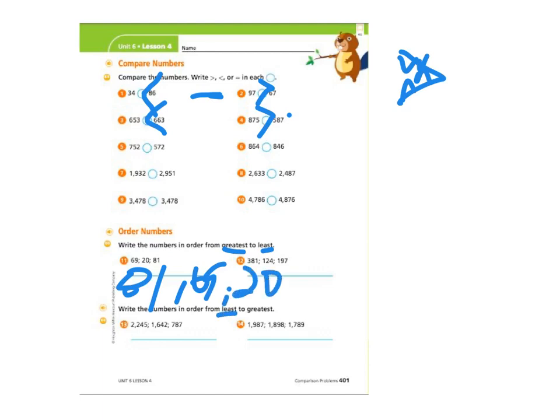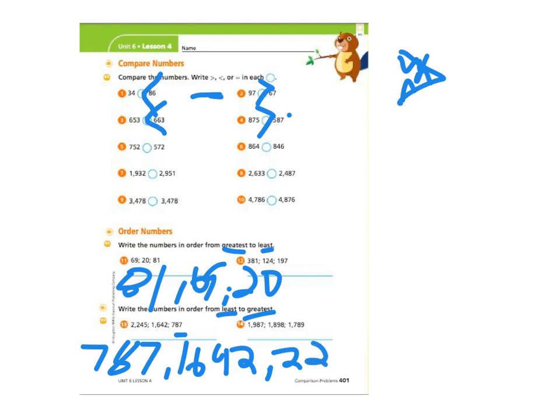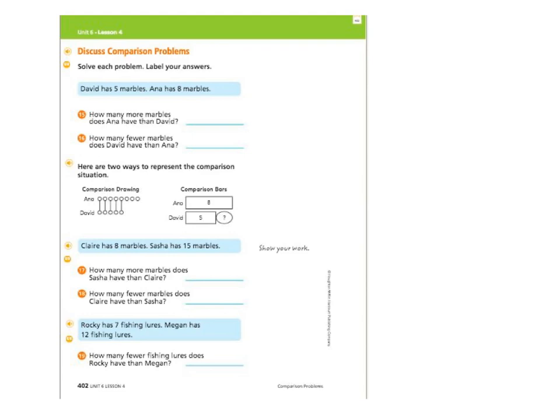And these you're doing from least to greatest. So the smallest would be 787. Then you would have 1,642. And then the biggest one would be 2,245. So not too bad on that one. Same here. If we were at school, we would have more of a discussion.